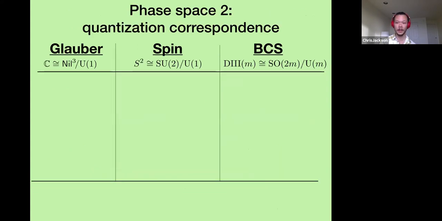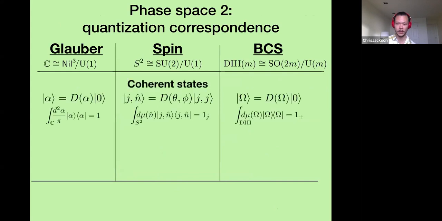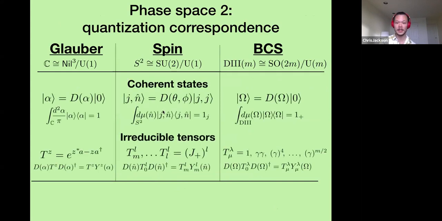All right, so when you quantize these manifolds, just to review again, these displacements and these harmonics appear in the quantization in terms of coherent states for points. So they're the quantum analog of a point in the manifold. And these irreducible tensors play the role of harmonics in the Hilbert space.